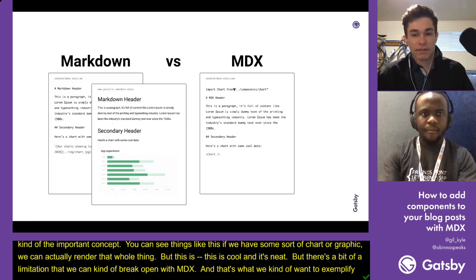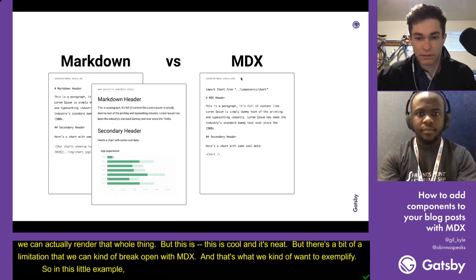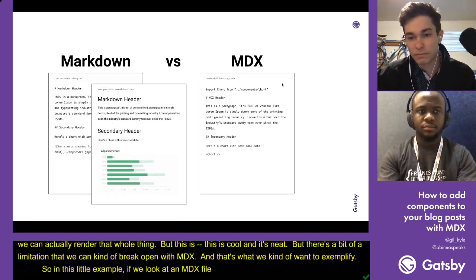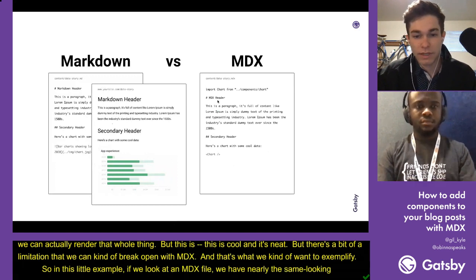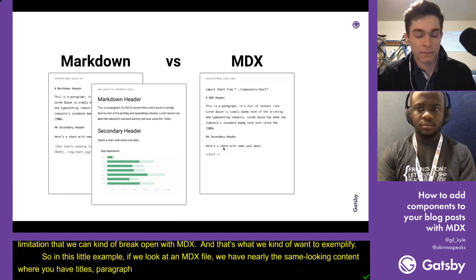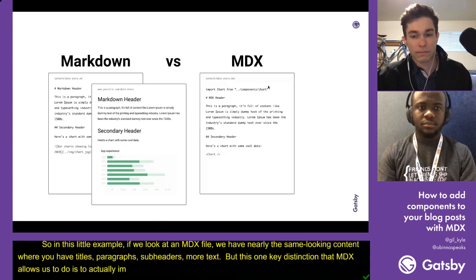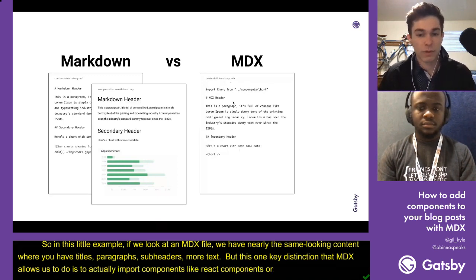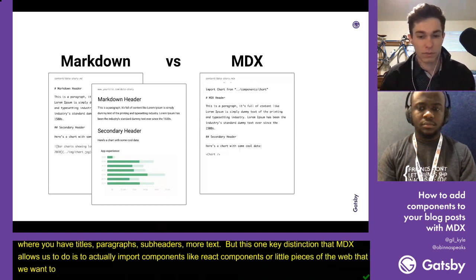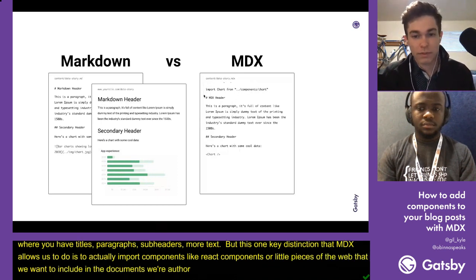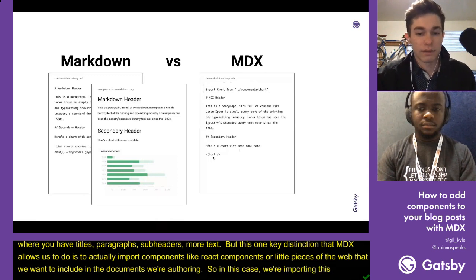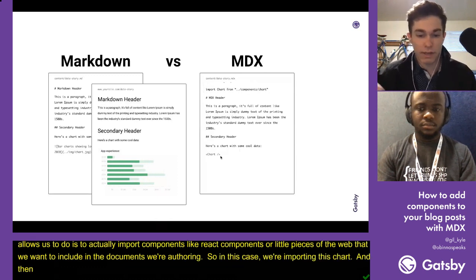So in this little example, if we look at an MDX file, we have nearly the same looking content where you have titles, paragraphs, subheaders, more text. But the one key distinction that MDX allows us to do is to actually import components, like React components or little pieces of the web that we want to include in the documents we're authoring. So in this case, we're importing this chart and then writing the chart out like an HTML tag, essentially like you would do in a React site.